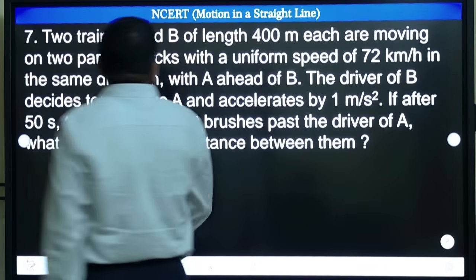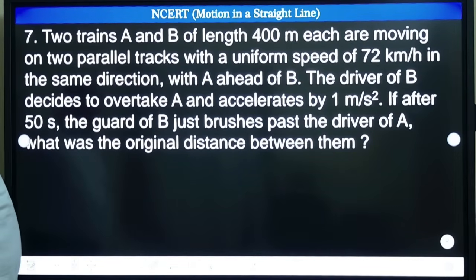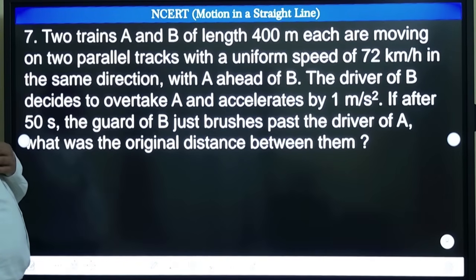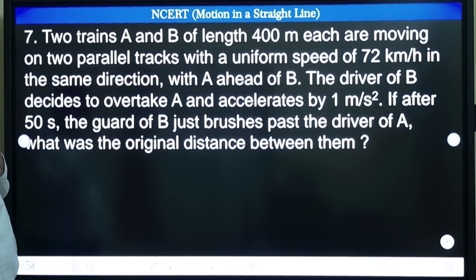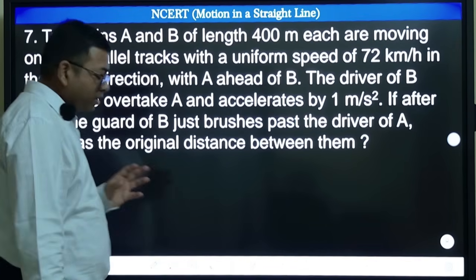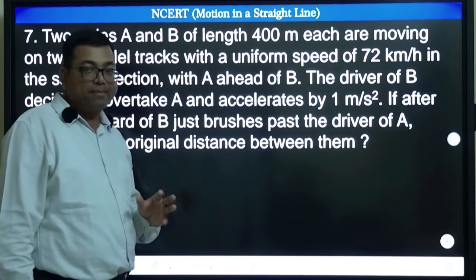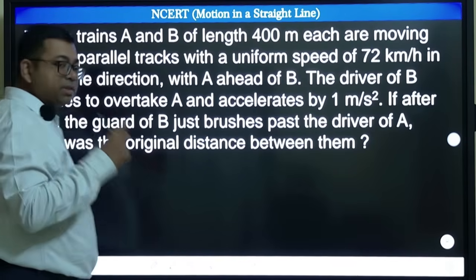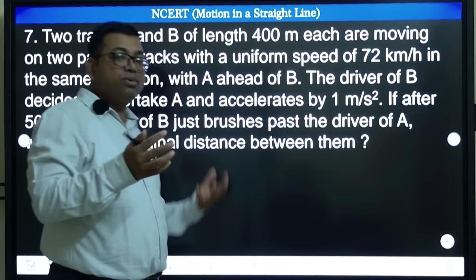Next, two trains A and B of length 400 meter each are moving on two parallel tracks with a uniform speed of 72 km per hour in the same direction, with A ahead of B. The driver of B decides to overtake A and accelerates by this. If after 50 seconds the guard of B just brushes past the driver of A, what was the original distance between them? So let us try to think about this question and draw a proper diagram to solve it. Two trains A and B of length. I can represent the train with a line, that's all. No need to draw all that.